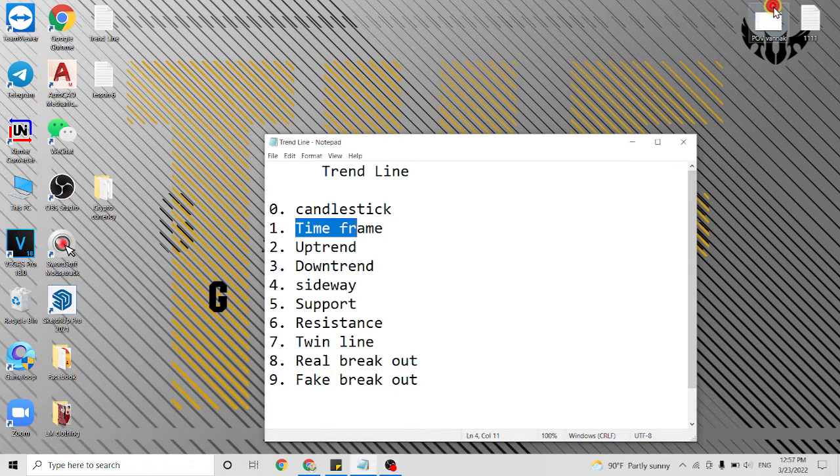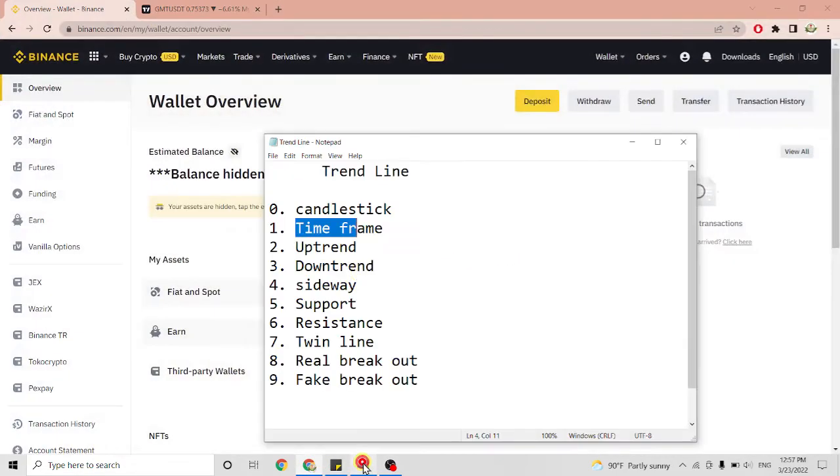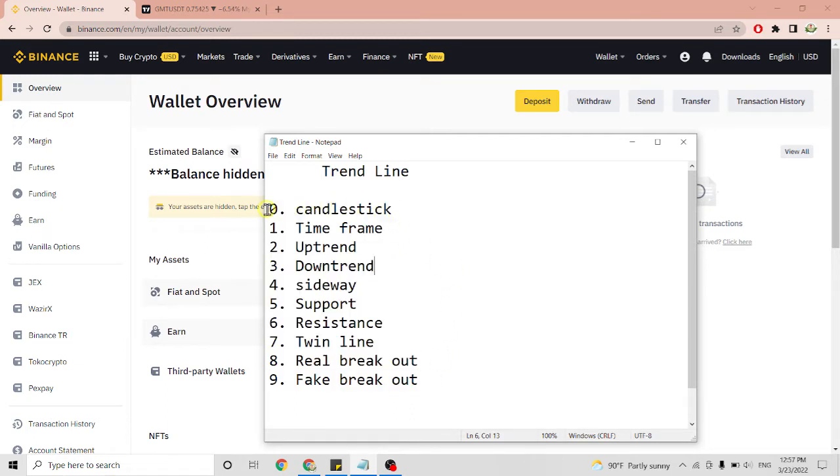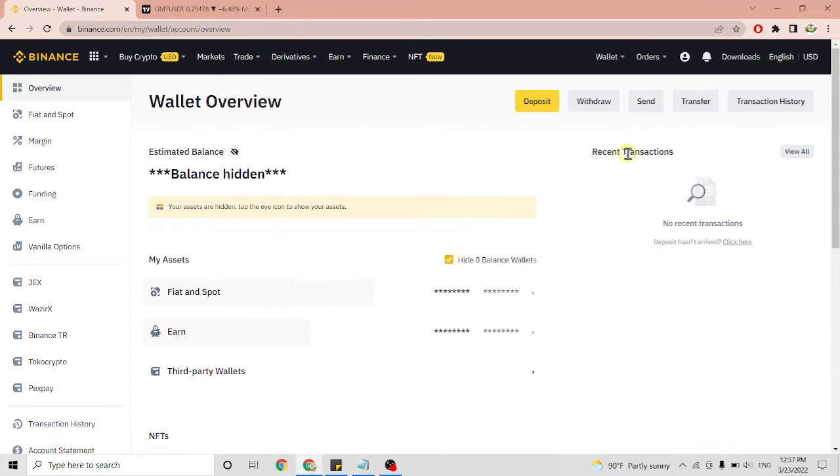So today we're going to study about trend line. So we have 9 points. Okay, so let's start. What is a candlestick?